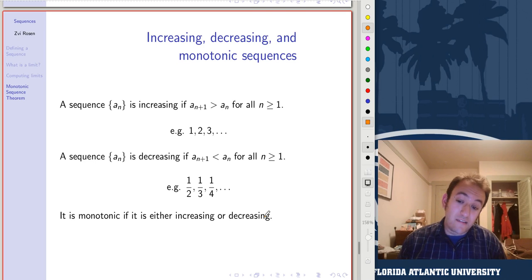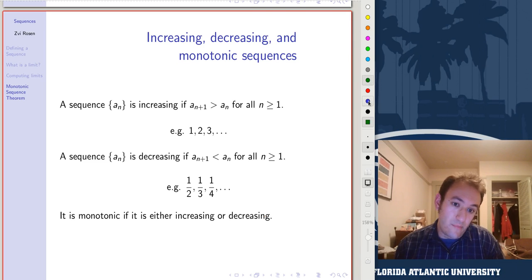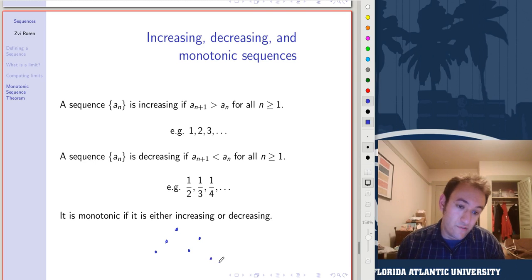A sequence is monotonic if it is either increasing or decreasing. So a sequence that is not monotonic is one that goes in both directions. Maybe for the first two terms it goes up, but then it goes down, maybe it goes up again, etc. It doesn't go in a single direction.